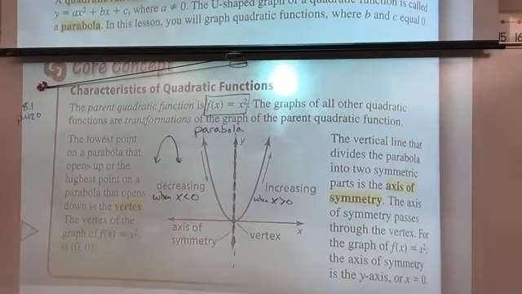All the other functions are just transformations of this. And so we'll talk about transformations. And really, we're only looking at 2 transformations today. We're going to look at a stretch and shrink, and we're going to look at a reflection. Okay, and that's all we're doing today.